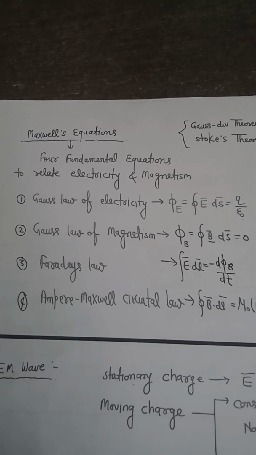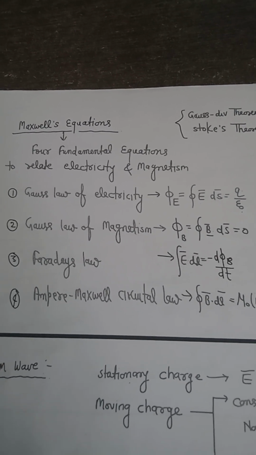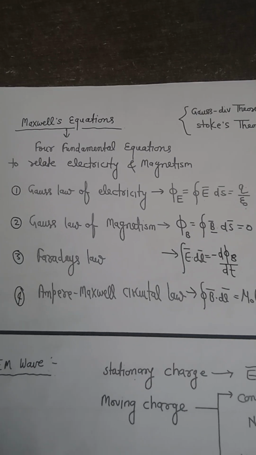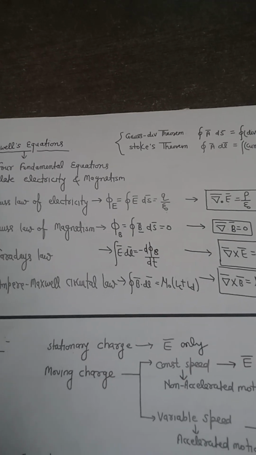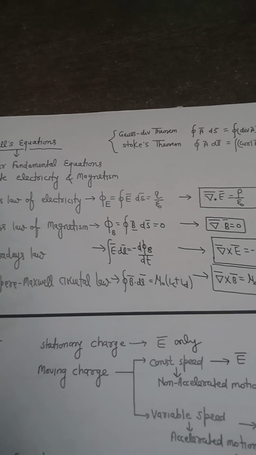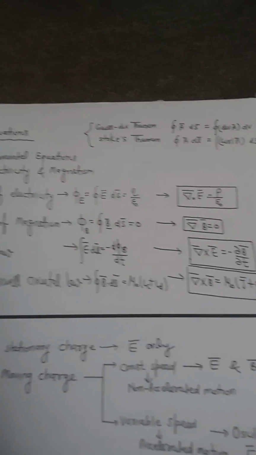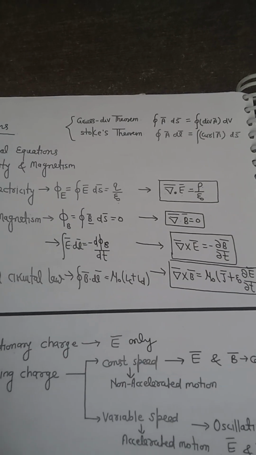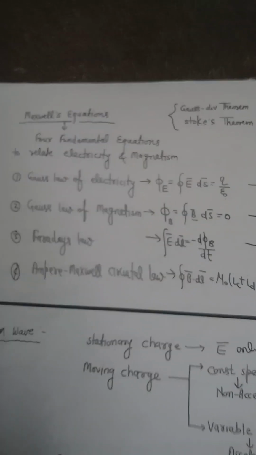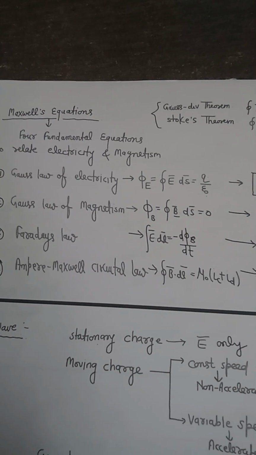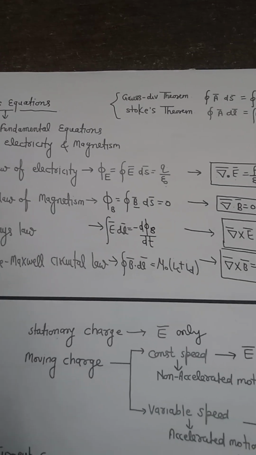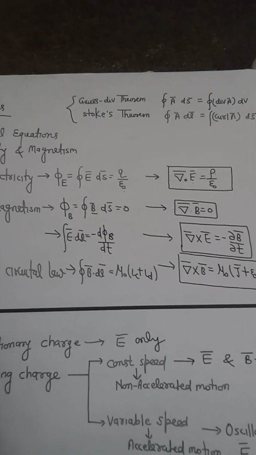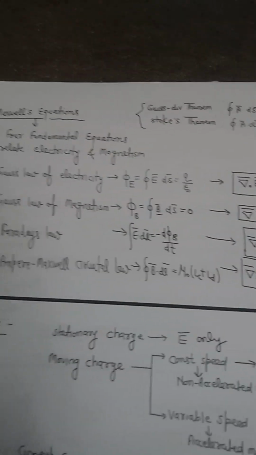So there are four fundamental equations relating electricity and magnetism. First is Gauss law of electricity. So phi E is equal to closed integral E dot ds, that is equal to q upon epsilon naught, and that is del dot E is equal to rho upon epsilon naught. And second is Gauss law of magnetism, that is phi B is equal to closed integral B dot ds is equal to 0. It is del dot B is equal to 0.